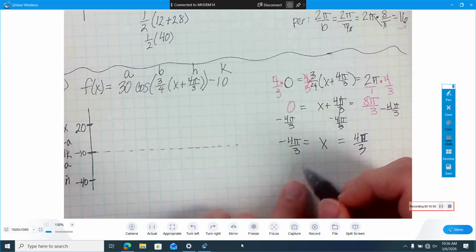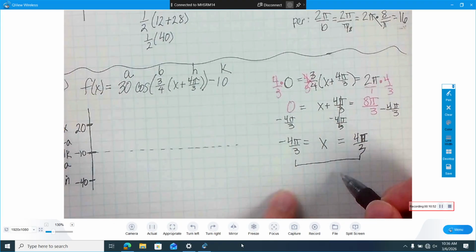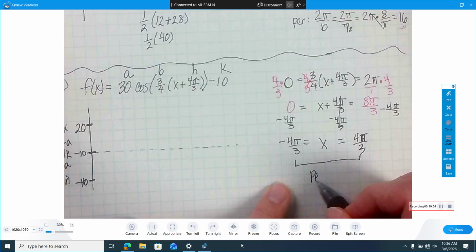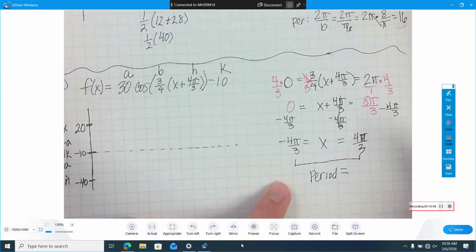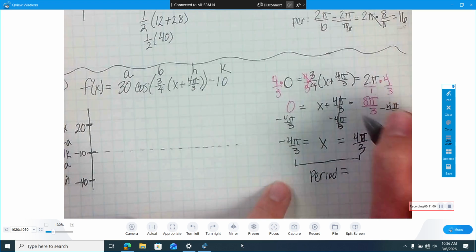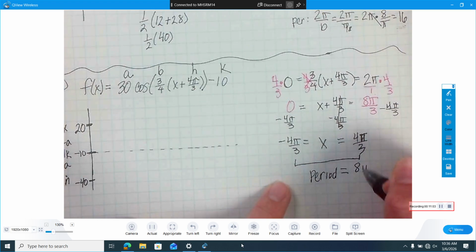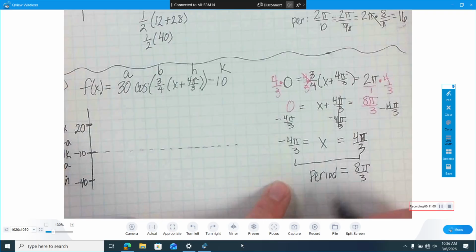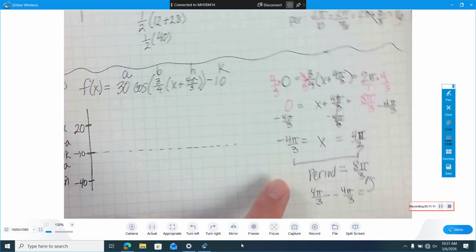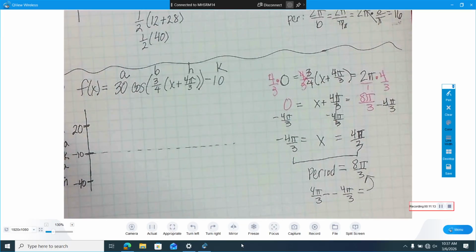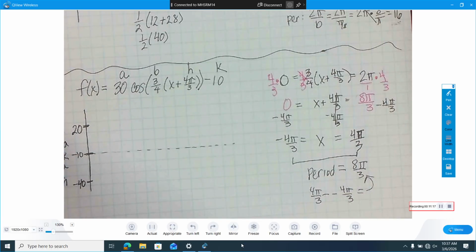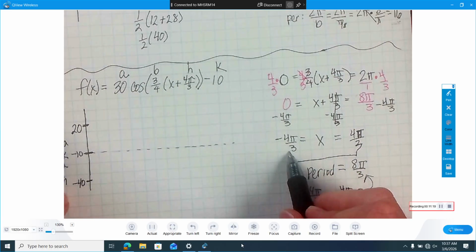Okay. So here we have one period. What is the length of this period? Yeah, it's right here. It's 8 pi over 3. And again, you can get that just by subtracting. 4 pi over 3 minus a negative 4 pi over 3 gives you your 8 pi over 3. You can get it by subtracting. You can use the formula, lots of ways. It appears right there.